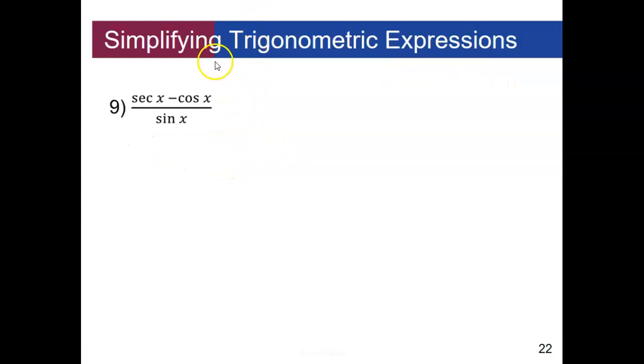Okay, this one's going to be a little bit longer and have a few more steps involved, but we will definitely get through it. If we look at this one, the first thing I'm going to do is substitute in the place of secant x. I'm going to put in 1 over cosine of x. Okay, I'm going to forget about the sine for just a little bit and look at this numerator part and basically do what we just got through doing on the previous problem.